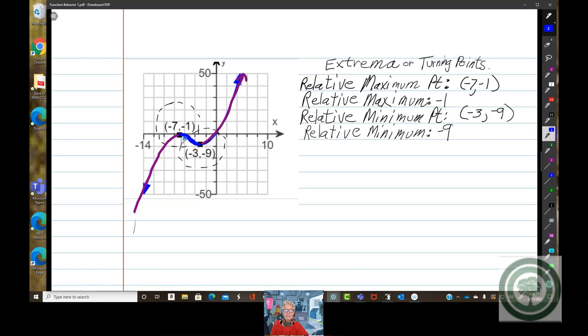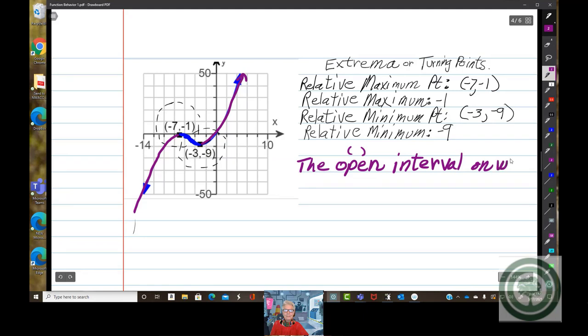Okay, now, so let's do that. Let's write the intervals of increase and the intervals of decrease. What you're going to see are these words. The open interval, which means you only use parentheses. The open interval on which the graph is increasing. The graph or the function. I mean, they are the same.